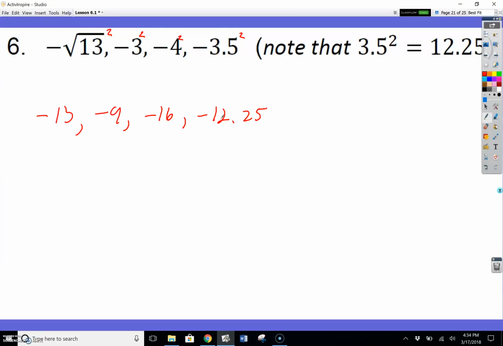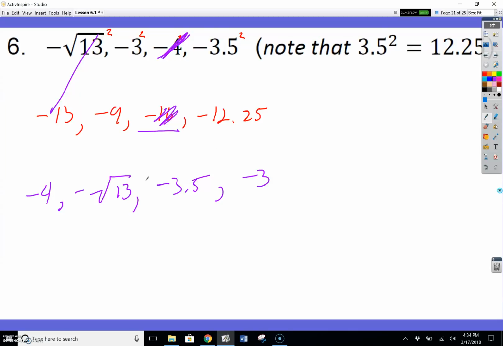And it wants to write these from least to greatest. So I look at my greatest negative number, which is negative 16. So that means negative 4 is my smallest number. All right, so my next greatest negative number is negative radical 13. Then my next one would be negative 12.25, which correlates with negative 3.5. And my final one is negative 3. So that's how I ordered them from least to greatest.